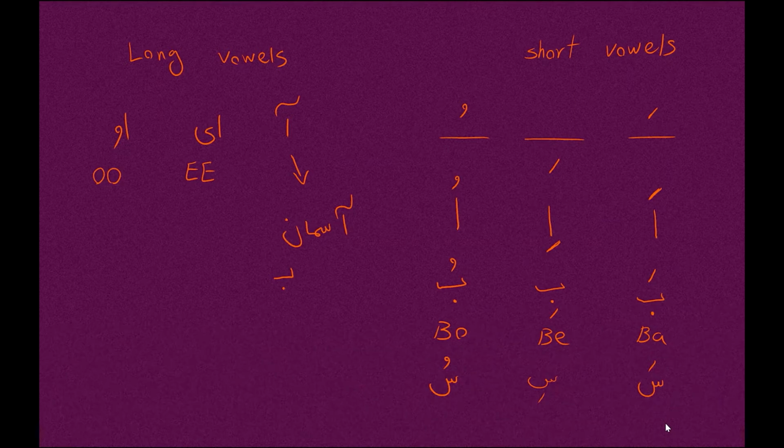So if we have the letter B and we want to make it sound like Ba, we have to add Alef to the letter B.